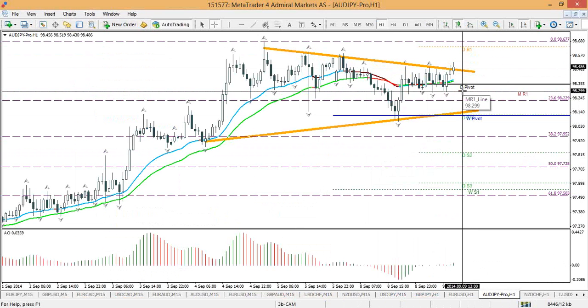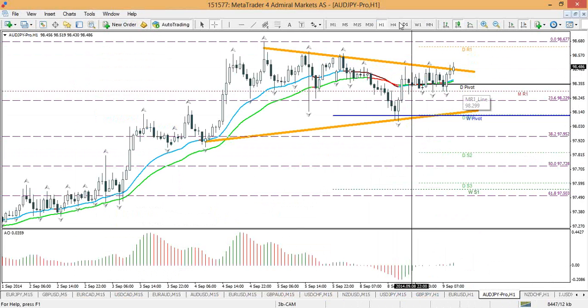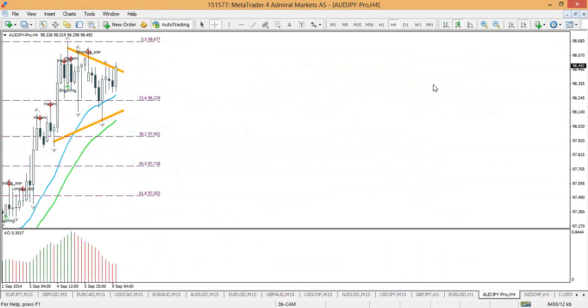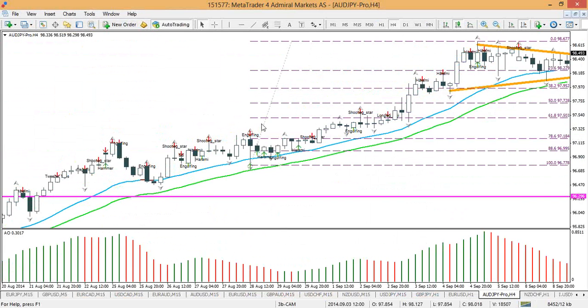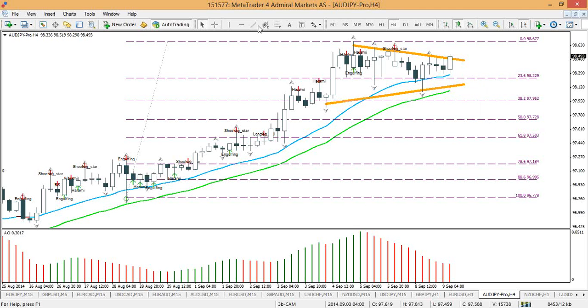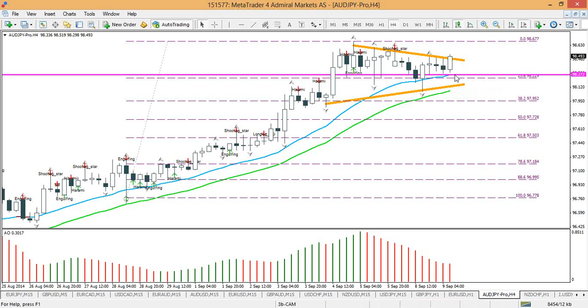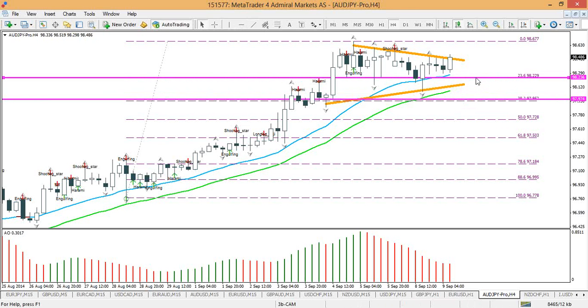In any case, the stop loss, I would say there are more or less two options. One could be below these 4-hour candles right here, or if one wants to be a bit safer, below the 4-hour fractal, which is about 98.03-ish or 97.97. The more aggressive one is 98.23-ish, 25.